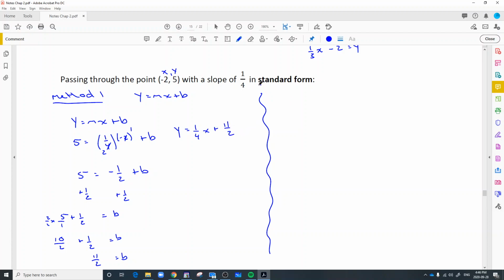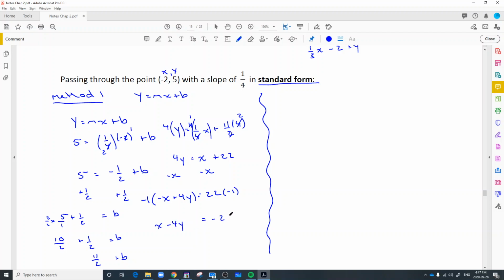Great, except they want it in standard form. So now I'm going to multiply everything by 4. So you pick the lowest common denominator, and then you clear it. So you get 4y is equal to, 4 divided by 4 is 1, so I get 1x, 4 divided by 2 is 2, and I get plus 22. And then I'm going to move the x over. I get -x plus 4y equals 22. And then I'm going to multiply everything by -1, so I get that positive a value. And I get x minus 4y is equal to -22.